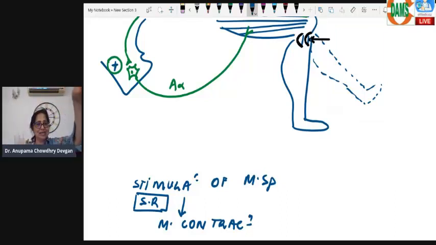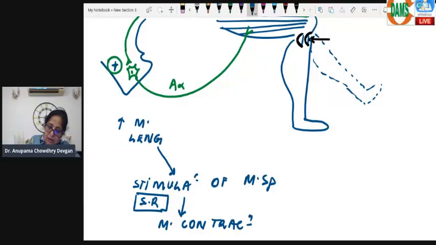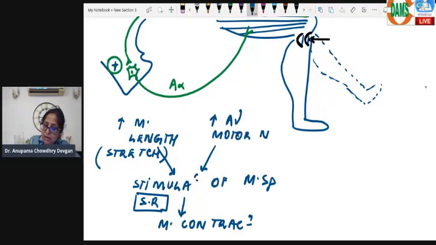Now, go back to what we did when we did the muscle spindle. I discussed there are two ways to stimulate a muscle spindle. Number one, if I increase the muscle length, that is stretch, for example, stretch of the muscle. Or number two, if I increase the A gamma motor neuron discharge. This I have discussed with you already.